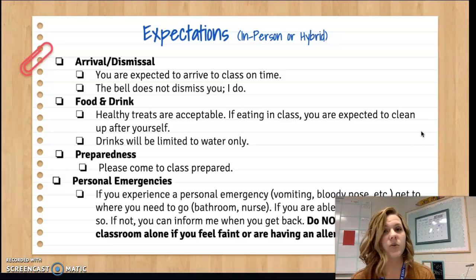However, I do not want any student to leave my classroom alone if that student feels faint or is having some sort of allergic reaction. So if you feel like you're going to pass out or you feel like you're having an allergic reaction, please be sure to tell me and I will send you with someone so that you can get where you're going safely.